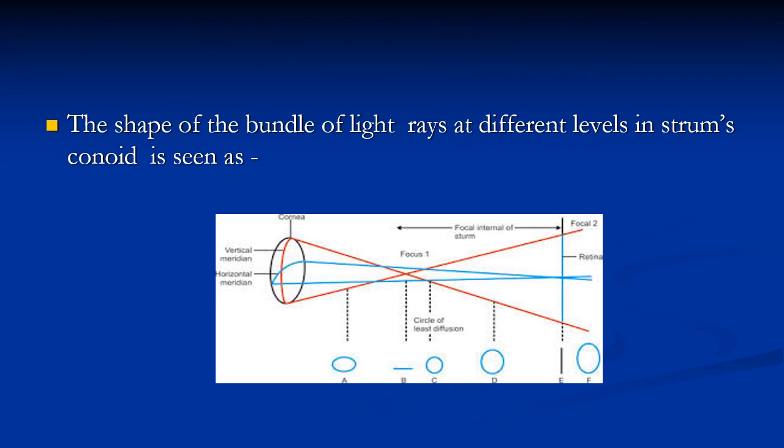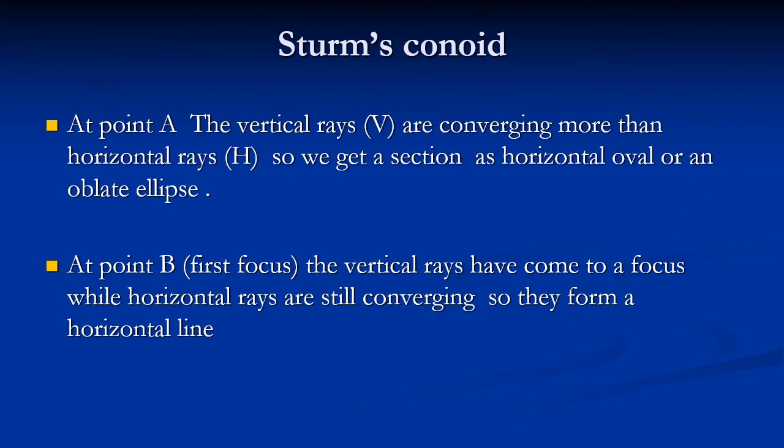The shape of the bundle of light rays at different levels in Sturm's conoid is seen as follows. The vertical meridian you call VV and the horizontal meridian HH. So if you make a diagram for this toric surface, at different sections you will get different varieties of focusing of images. At point A, the vertical rays are converging more than the horizontal rays, so we get a section as a horizontal oval or an oblate ellipse.